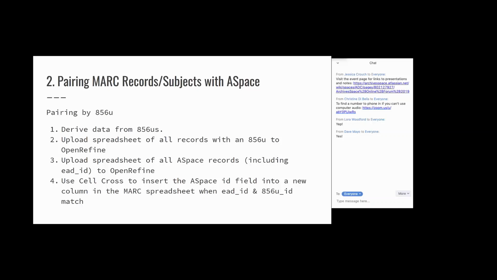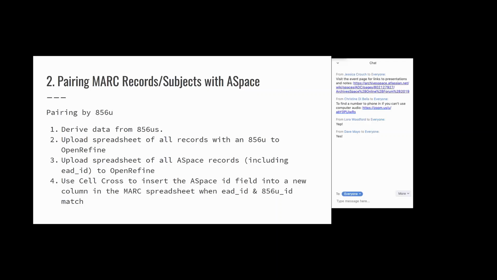So I had derived the data from the 856 U's. I had uploaded a spreadsheet of all records with one to OpenRefine, and then a spreadsheet of all the ArchivesSpace records, which included their EAD ID, to OpenRefine. I used the cell cross function, which I'm going to try documenting or finding documentation for after the forum, because I talk about it a lot. I used it to look at 2 different OpenRefine projects, get data from one project matching on one field, and then bring another field. So essentially using it as a database key. You can use 2 OpenRefine projects as a database key, and that's the short version of cell cross.